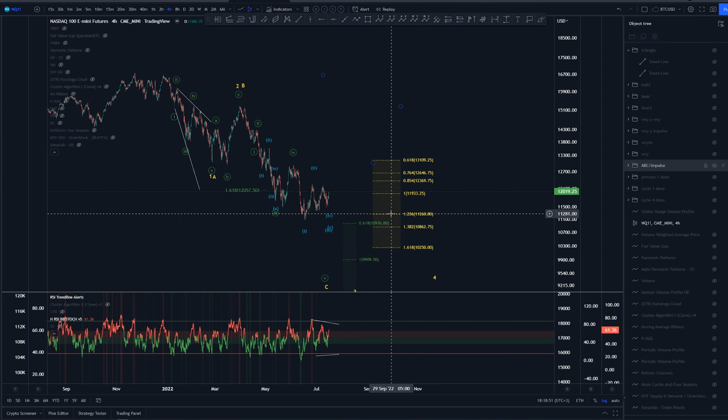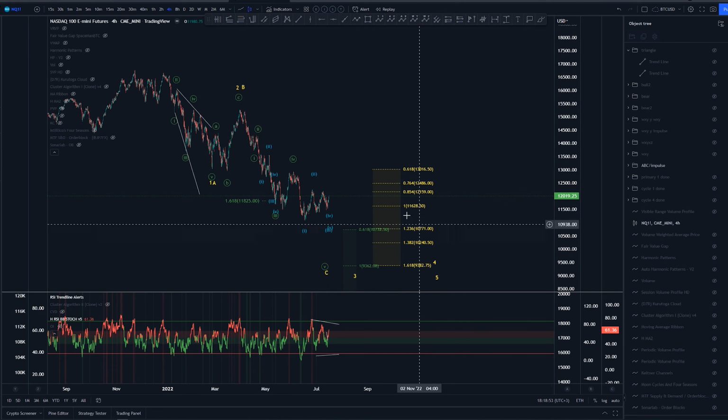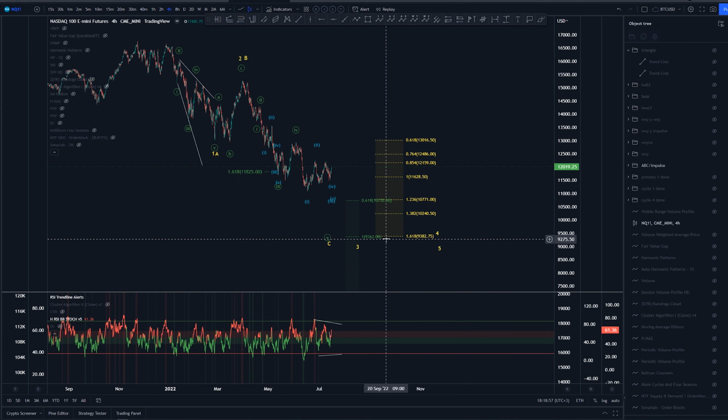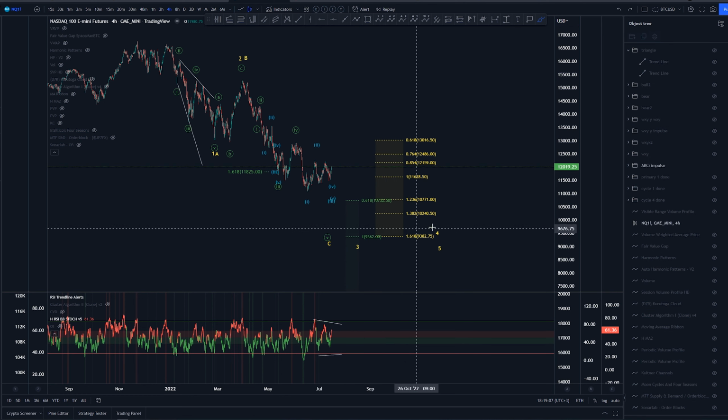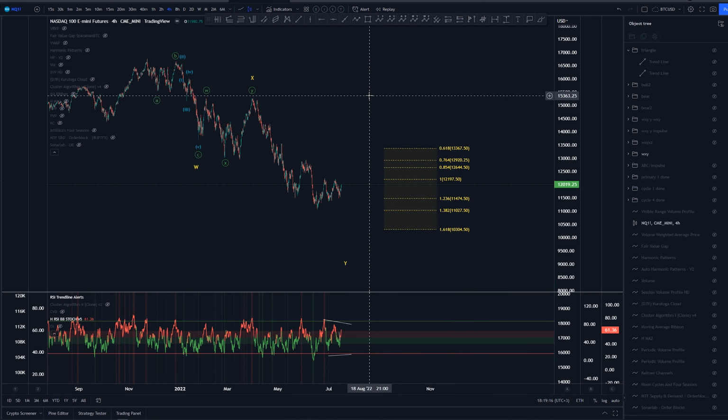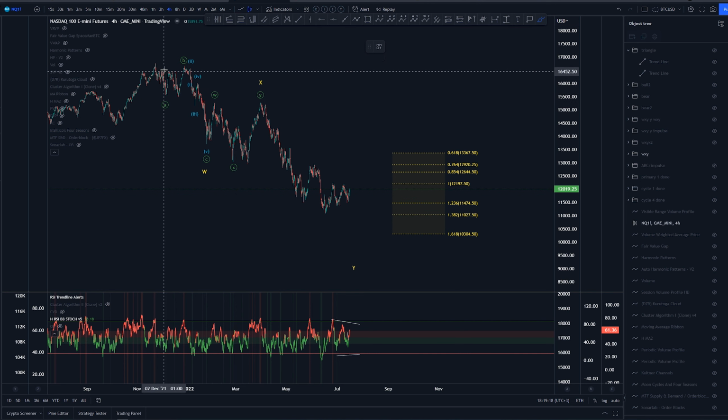Now at the moment, again, we have already retraced quite a bit, gone beyond the 1-to-1 extension, but again, only at around 9.4k area. I would be considering this more like to be a 3-wave structure, but again, there is definitely a lot more room until that happens. If we are going to be stopping out before that, then we would be looking at the C wave. Now this is not my primary, and my primary is more like this, in which we have some kind of W, X and Y.